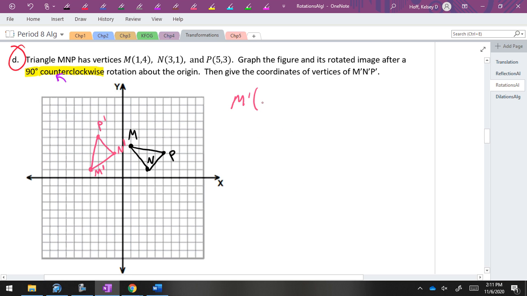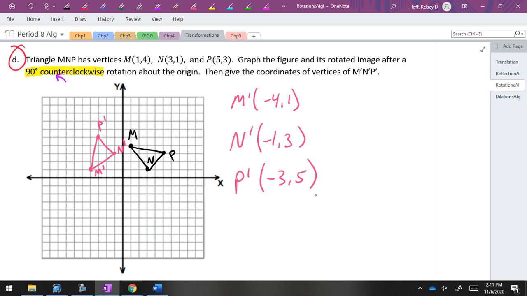Where you at for M prime? -4, 1. N prime? -1, 3. And P prime? -3, 5. You almost have to talk yourself out of thinking about it, don't you? Don't let my brain try to make a trickery of this. Rotate your paper and plot your points.